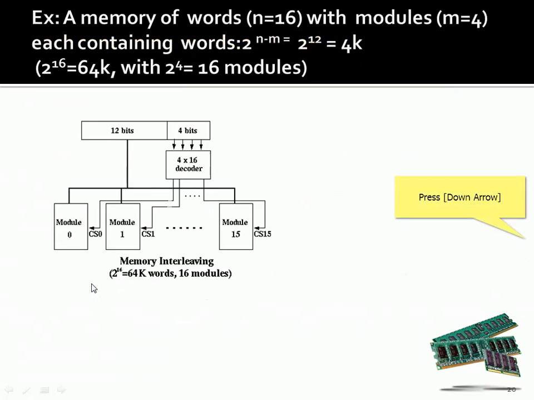Take a memory of n equal to 16 with modulus m equal to 4, with the cache containing 2 power n minus m, that is 2 power 12, which is 4K words. In another example, a 16-bit address goes to a decoder, which selects module 0, module 1, module 2, up to module 15. So 16 modules are there, and the 64 memory is split into 16 modules. Each module has 64 divided by 16 capacity.